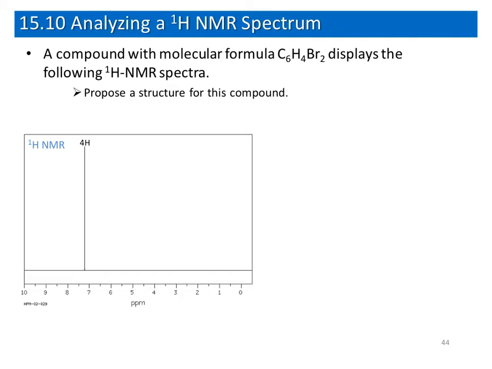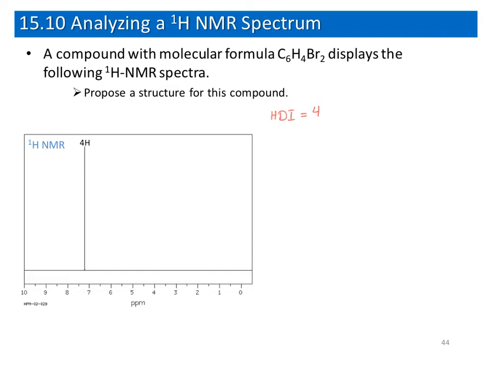Now in the next practice problem, we have this molecular formula, and we have the hydrogen NMR. In the hydrogen NMR, we have one singlet at around 7 ppm, which is the aromatic region, with integration of 4 hydrogens. Now let's calculate HDI first. So the HDI for this molecular formula is 4.